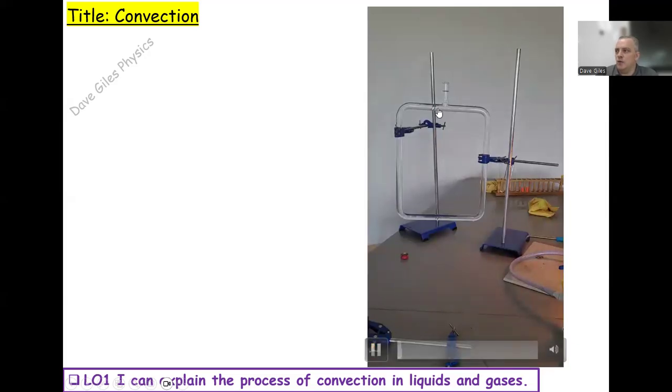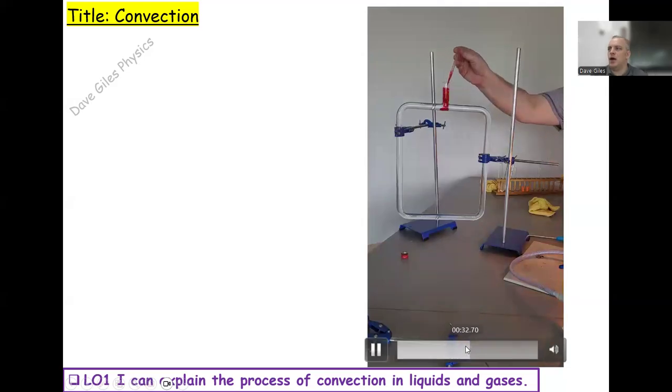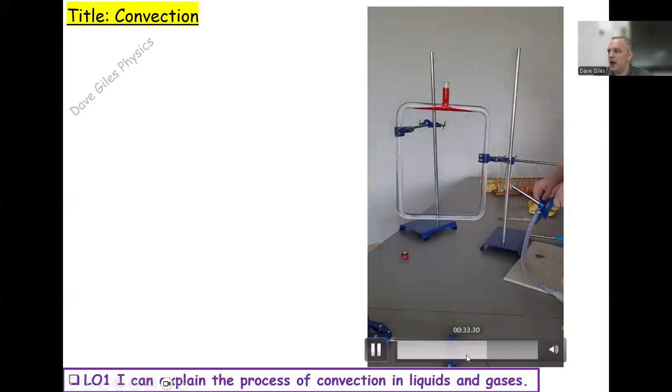This is a tube full of water, and I've got a Bunsen burner just off screen there. And I'm going to put some food dye in here, some red food dye. Sometimes this is done with crystals of potassium permanganate, which is purple, but I'm using red food dye today. And I'm going to drop it in. And you'll see that the food dye starts to just spread out evenly. And then I start to heat one end.